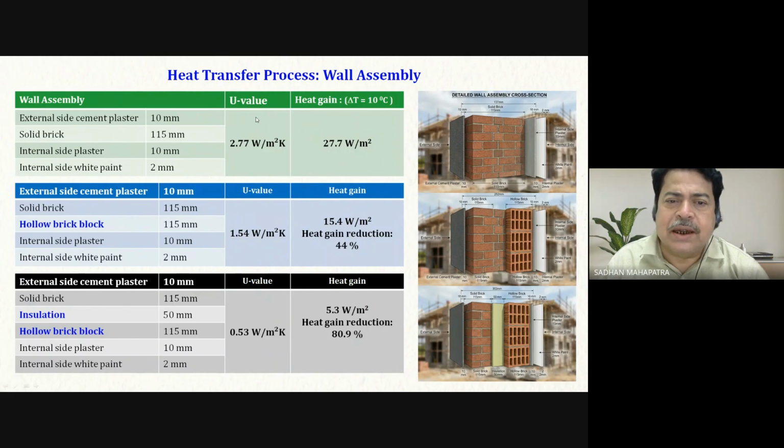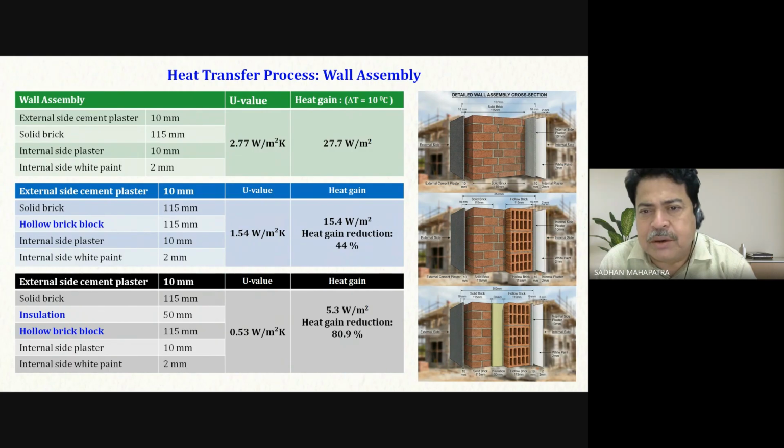Now if I look at the U value of this wall, it comes to 2.77 watt per meter square Kelvin. Now if I want to calculate the heat gain, considering a delta T of 10 degrees centigrade, that means the outside temperature is 35 degrees centigrade and the inside temperature is 25 degrees centigrade. So the delta T is 10 degrees centigrade. Now what will be the heat gain? Q is equal to U A into delta T. Here A we are not considering because it is per meter square. So Q is basically U into delta T. So it comes to 27.7 watt per meter square.